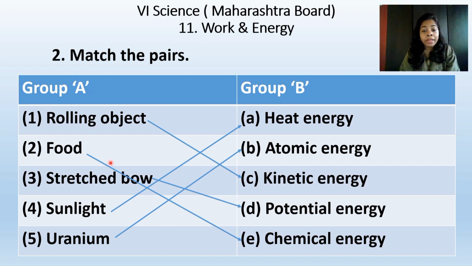Second one, food is having chemical energy, and our body is converting this chemical energy into muscular energy, sound energy, many different types. Stretched bow is having potential energy because you are changing the state of the substance, children. Any object is having potential energy when you change the state of the substance or when you change the position of the substance. It depends on the state and position. Sunlight is having heat energy. Uranium is having atomic energy.